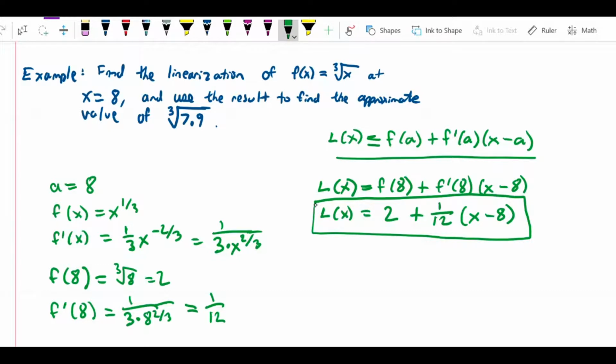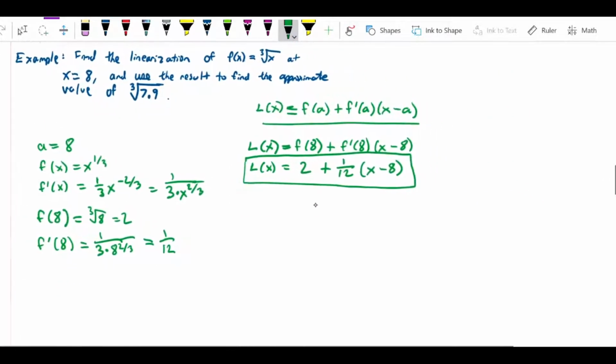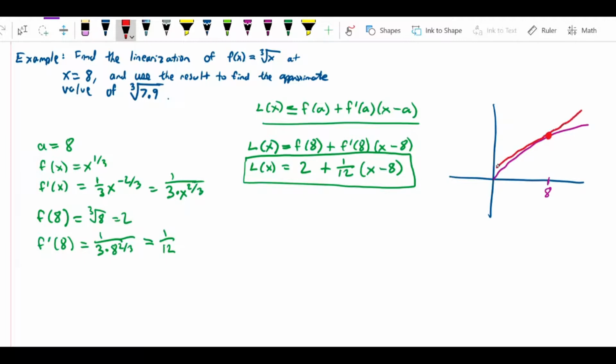And let's actually just be visually clear about what we just found. If we assume that the cube root function looks at least a little bit like this, kind of like the square root function, but not exactly, and I put in a value of 8, what I actually found was the equation of this line. In other words, the red line is y equals L of x, the purple curve is y equals f of x. I'm drawing it in an exaggerated fashion, but this function L of x is just the tangent line at x equals 8.